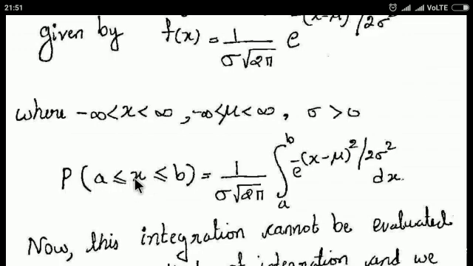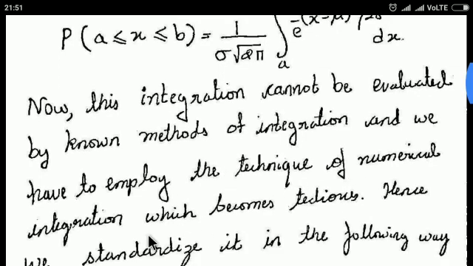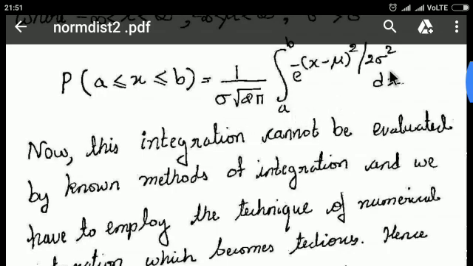The probability of x lying between a and b is given as 1 upon sigma root 2 pi, integration a to b e raised to minus (x minus mu) whole square by 2 sigma square dx. Now this integration cannot be evaluated by the known methods. We have to employ the technique of numerical integration, which becomes very tedious. So hence we need some other way to solve this.